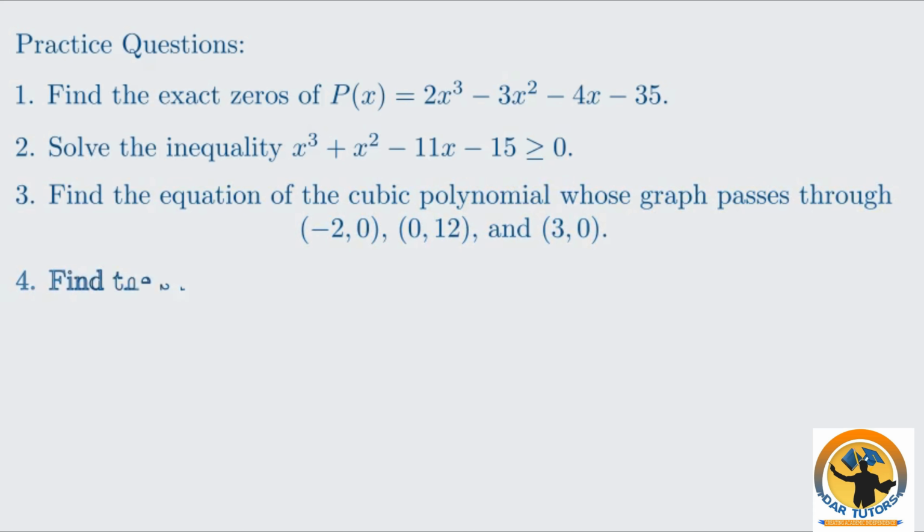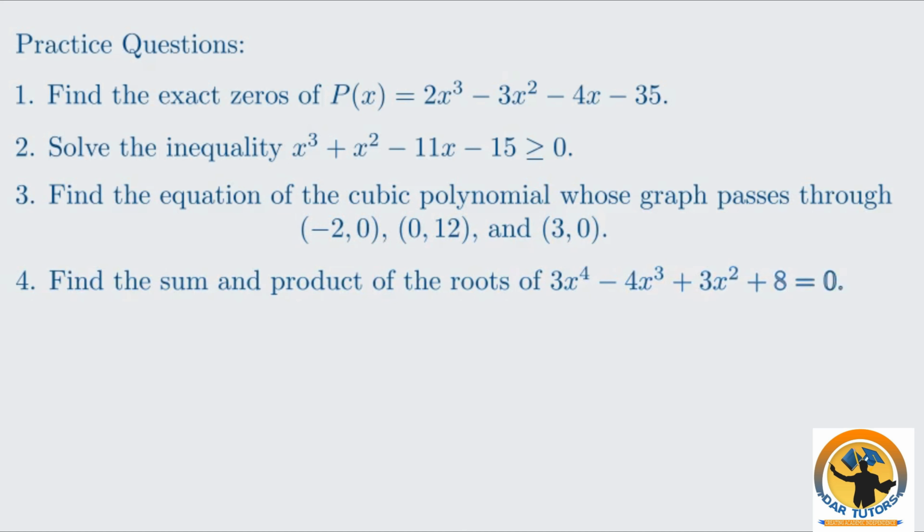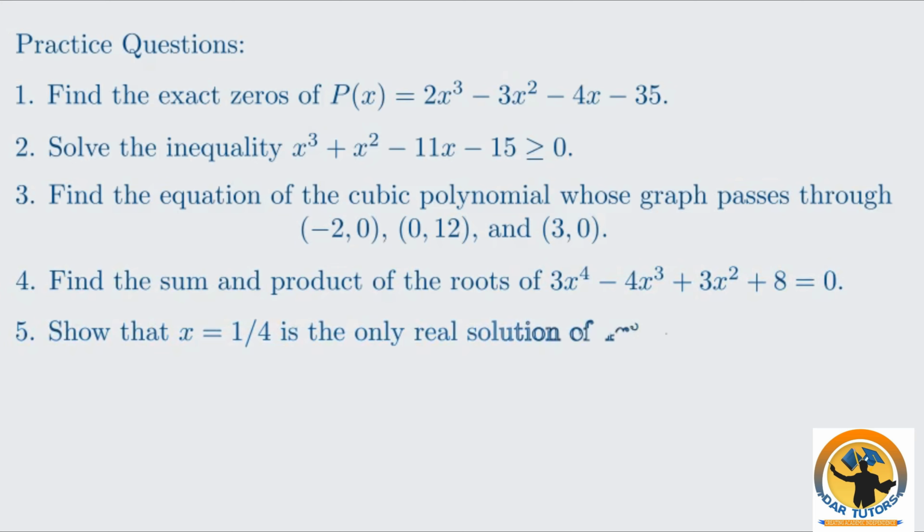Question 4. Find the sum and product of the roots of 3x to the 4th minus 4x cubed plus 3x squared plus 8 equals 0. And question 5. Show that x equals 1/4 is the only real solution of 4x cubed minus 13x squared plus 15x minus 3 equals 0. Take your time to solve these. When you're ready, let's go through the solutions. Let's review the solutions to the practice questions.